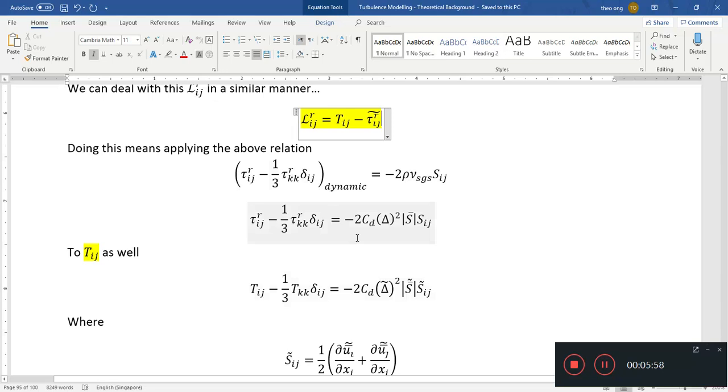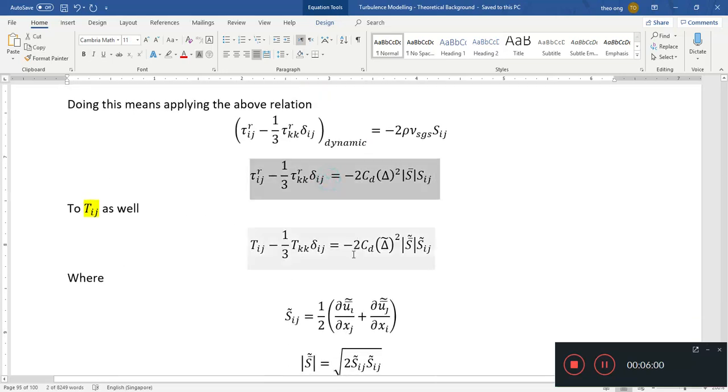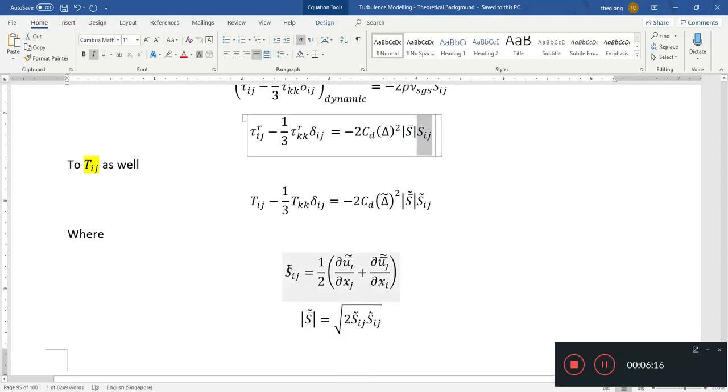Okay, so we say it is the same, except that the stresses and strain rates we use inside are doubly filtered. So instead of S bar, we have S bar tilde, and instead of Sij, we have Sij tilde. If you apply the filter over Sij, then you would see this part.